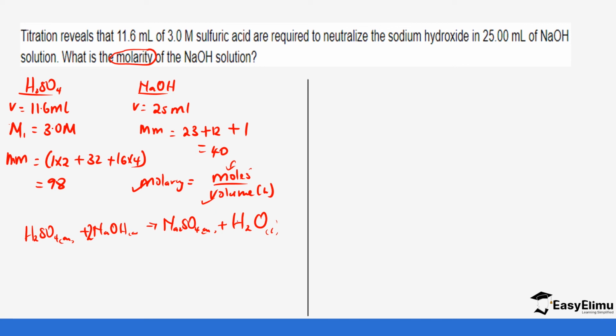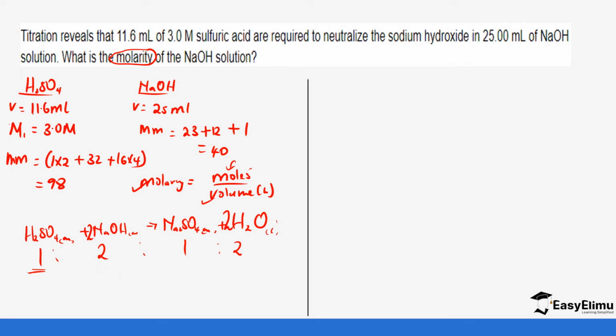And then we also put a 2 here. So the mole ratio is going to be 1 is to 2 is to 1 is to 2. So the next thing, using the mole ratio, we get the moles of sulfuric acid so that we can use the mole ratio to get the moles of sodium hydroxide, which we want.